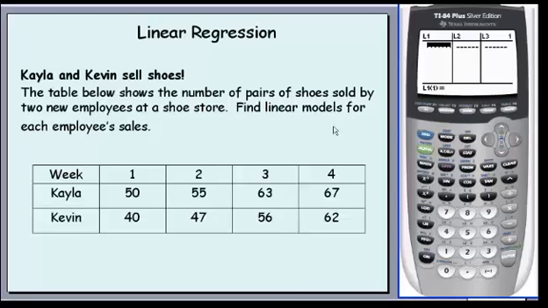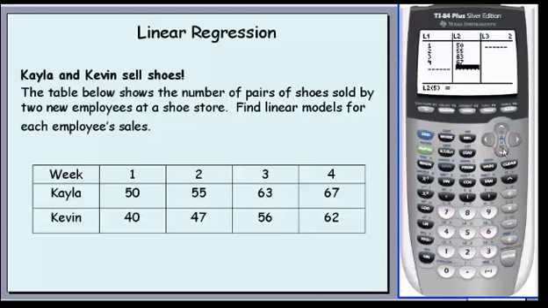L1 is where we're going to put our X data. That's just going to be 1, 2, 3, and 4 in our first list: 1, enter, 2, enter, 3, 4. L2 is going to be our Y list. Let's start by entering Kayla's data. Let's forget about Kevin for the time being and focus on one set of data at a time. Those numbers were 50, 55, 63, and 67.